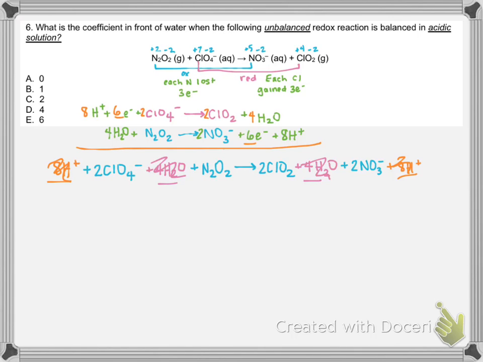And our final equation then would be just 2 of our ClO4 minuses with our N2O2, making 2 ClO2 and 2 NO3 minuses.